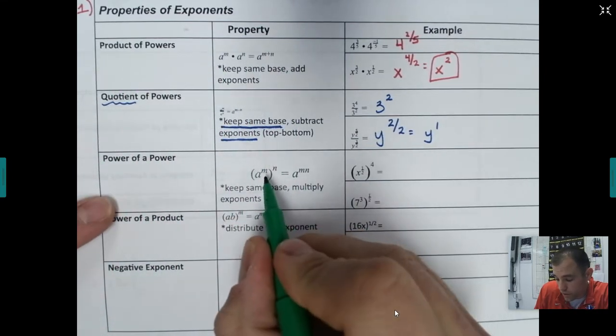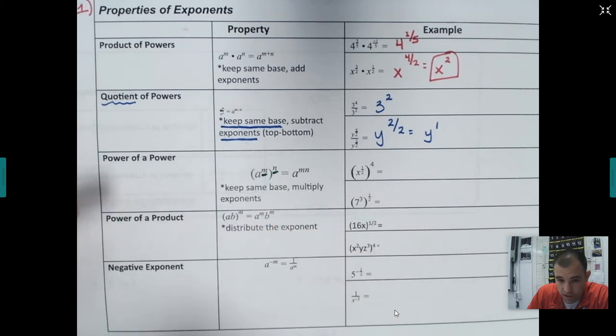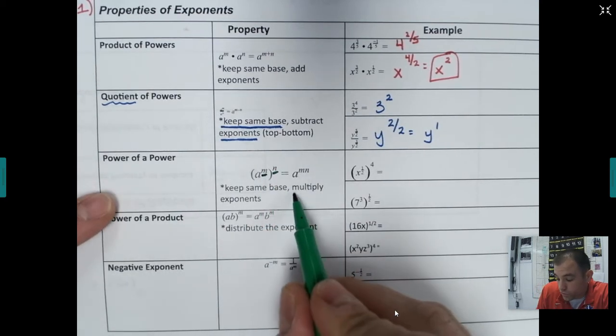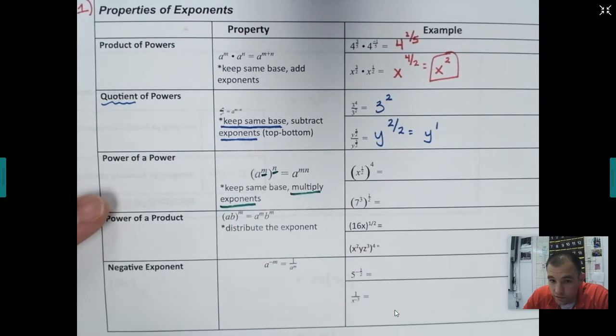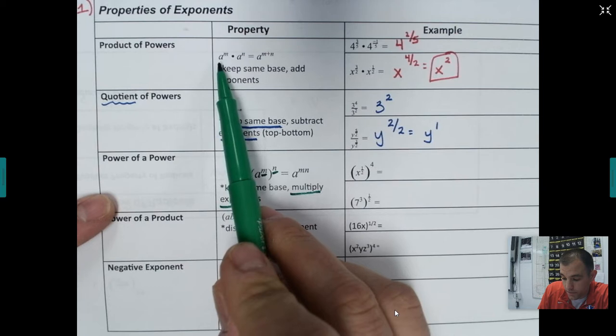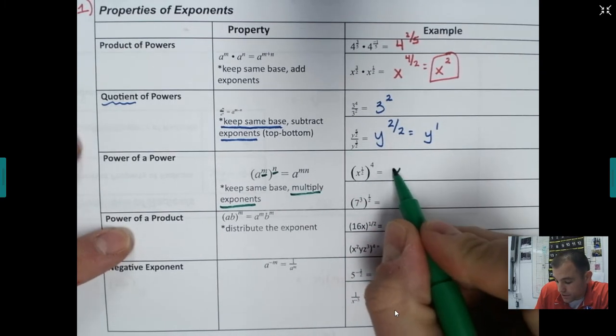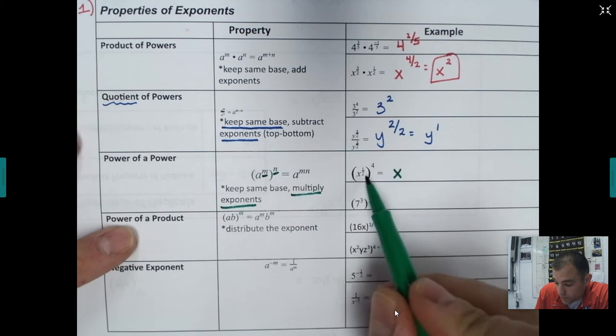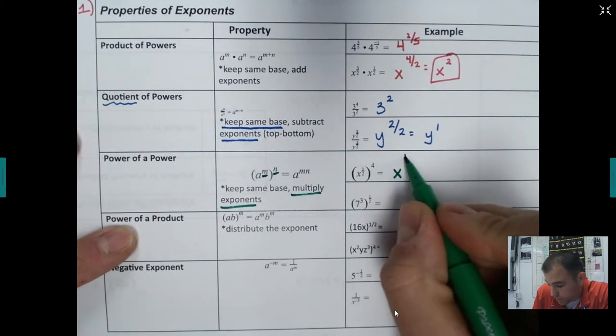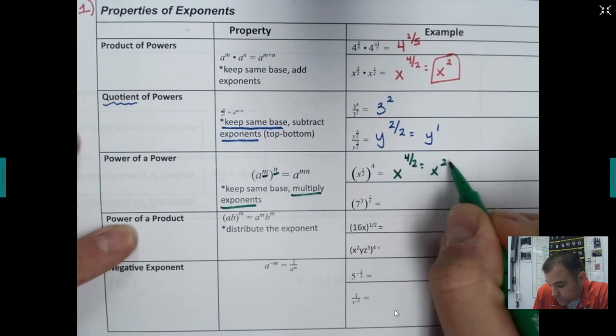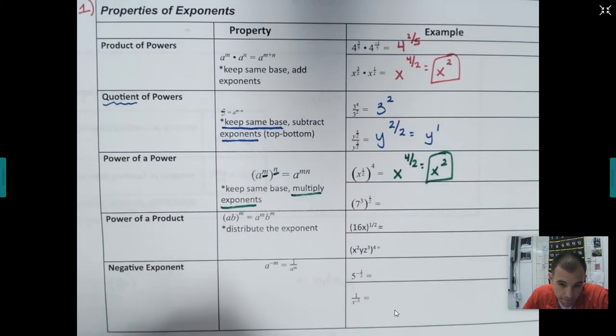Now what happens if there's one exponent in parentheses and one outside the parentheses? You just multiply the exponents together. Notice that the a hasn't changed in any of these. The base has stayed exactly the same the whole time. So the thing that has the exponent is never going to change. In this problem, that x is not going to change. There's one exponent inside and one outside the parentheses, so I just multiply those together. So 4 times 1/2 is 4 over 2, which is just 2, because 4 divided by 2 is 2, so x squared. So you just multiply the exponents together.